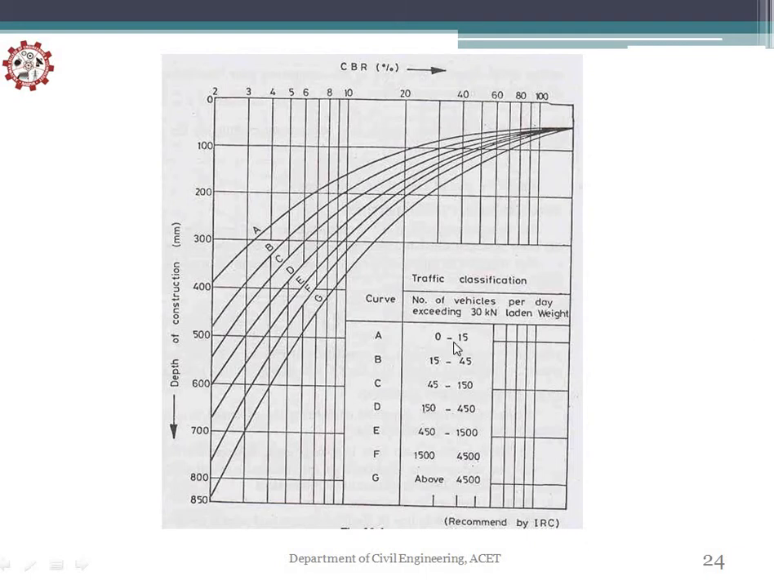Okay, so you have to find out the curve. You have got the CBR value, and whichever curve it is from A to G, if we say it is the F curve, and your CBR value comes to 20, then we project it onto the F curve and then project it horizontally onto the depth, and you will get the required depth of pavement construction. That is how the thickness is calculated.